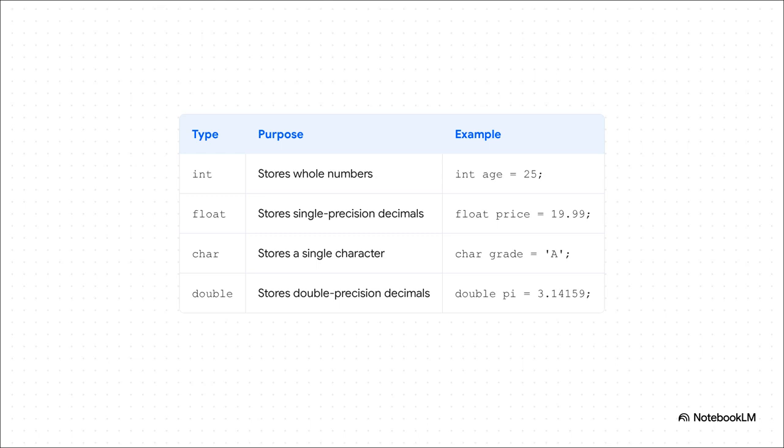But here's the thing, right? You wouldn't use a giant moving box to store a single key. C is all about efficiency. It knows that a single letter needs way less space than a super precise decimal number. That's why we have different types of boxes, or data types. Int for whole numbers, float and double for decimals, char for single characters. It's all about picking the right size tool for the job.